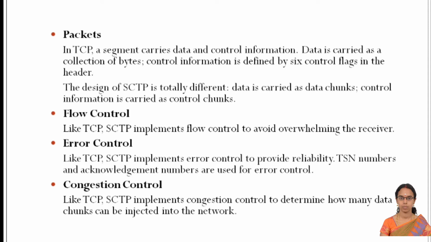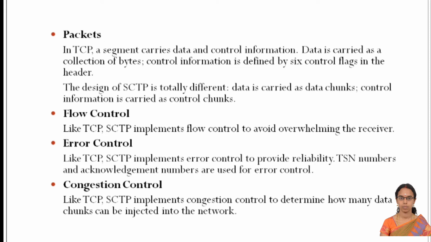So control chunks are there specially in order to identify the status of the data where it is going to be forwarded. And flow control. So when we compare with TCP, flow control mechanisms are here, at the receiver side, to avoid overwhelming of data packets. Flow control mechanisms will be there, and error control mechanisms.